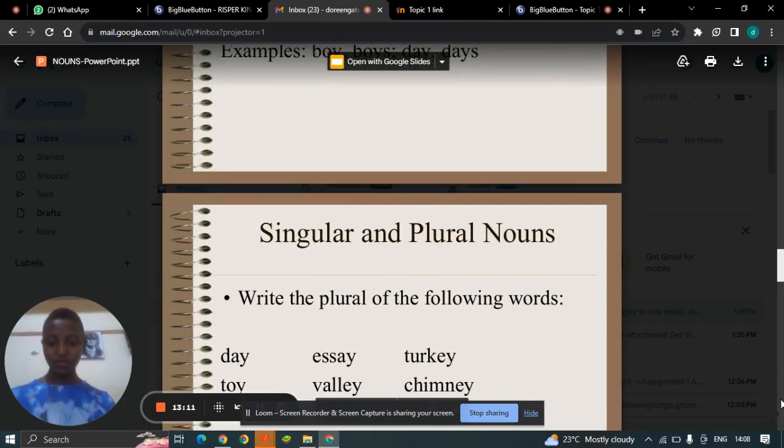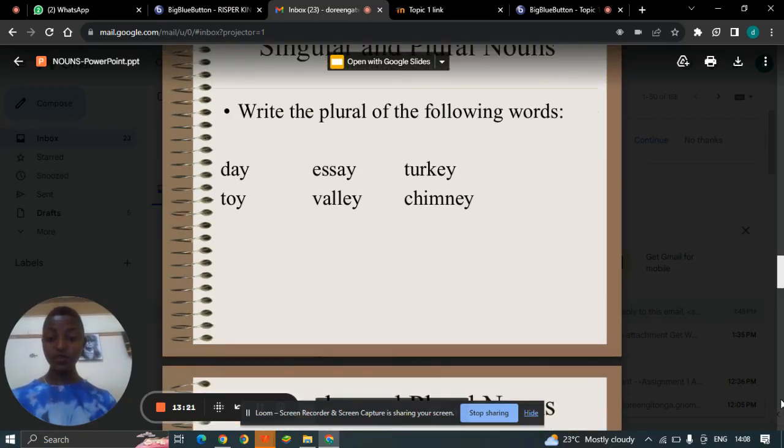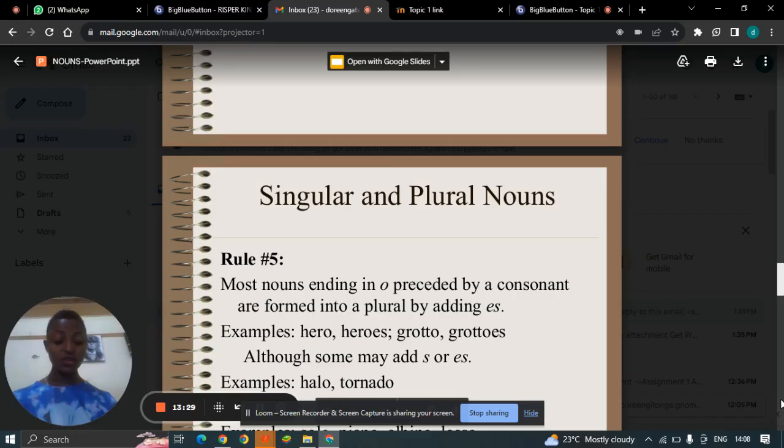So you will do the following exercise. Now I did day. The y is preceded by a vowel, so you will just add s, you will not drop y. And don't confuse rule number 3 and 4, because you have what is guiding you. If the y is preceded by a consonant, you drop y and add ies, and if it is preceded by a vowel, you just add s.